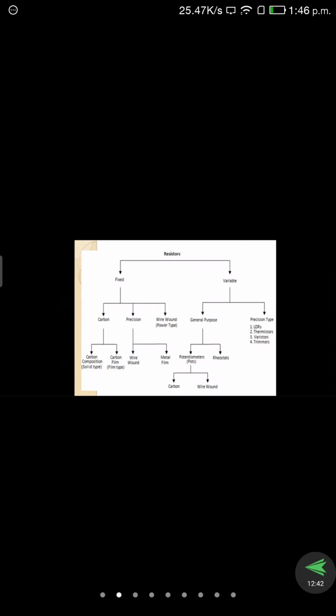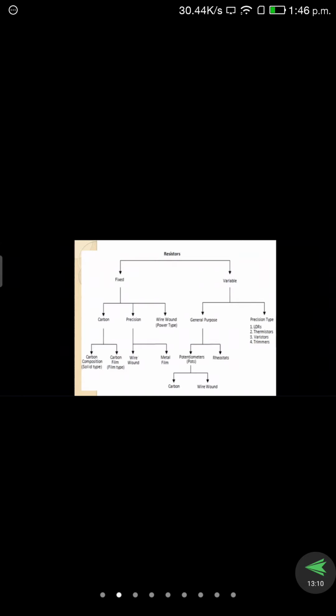Again, fixed resistors are classified into three types. One is carbon resistors, second one precision resistors, third one wire wound resistors. Fixed resistors are subdivided into three types: carbon resistors, precision resistors, and wire wound resistors. So this is about the fixed resistors.